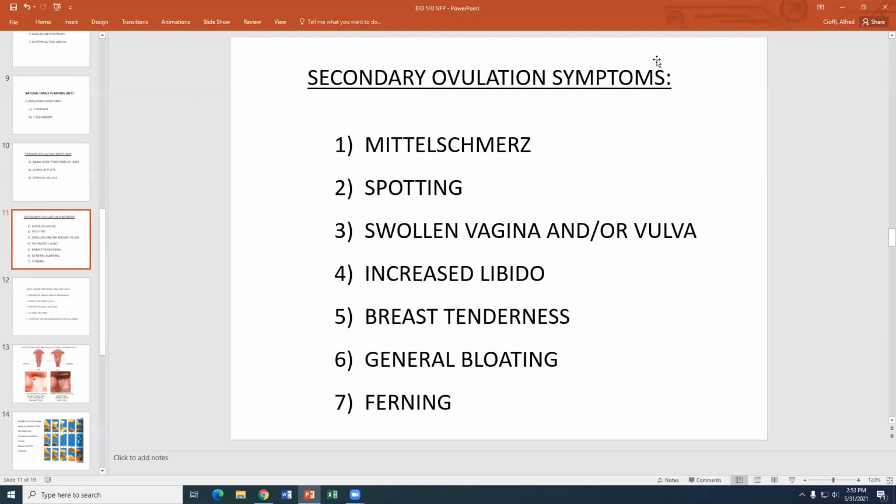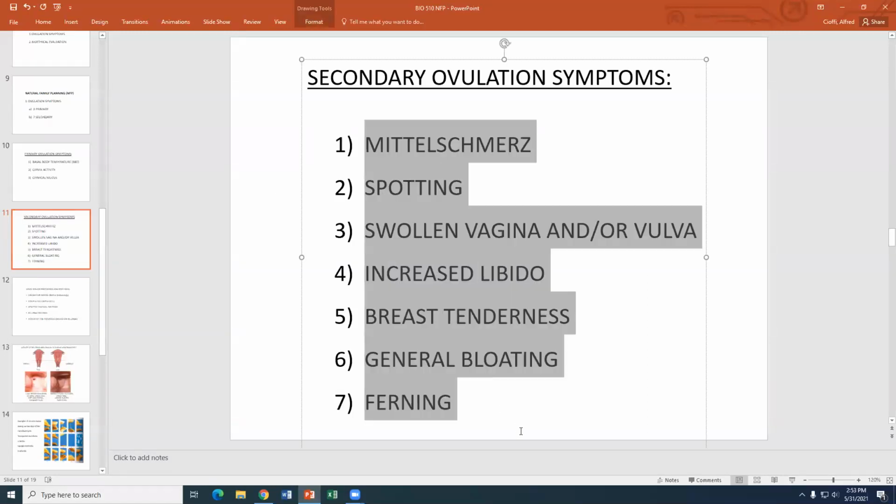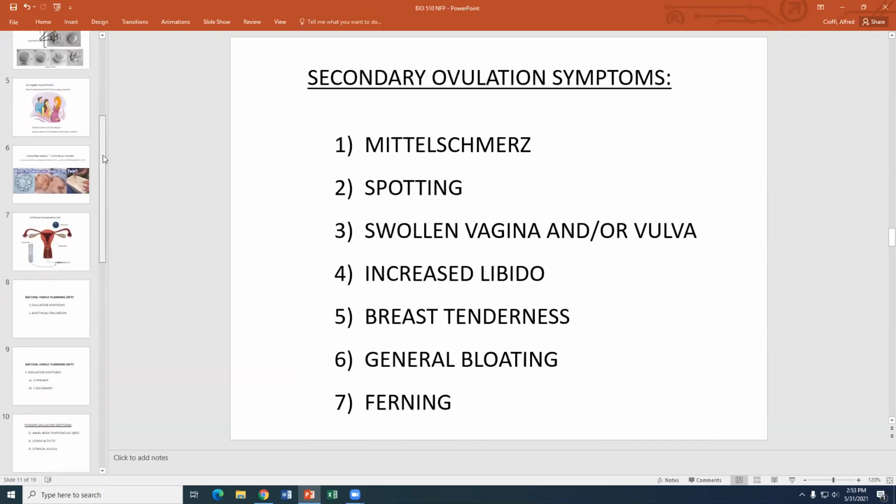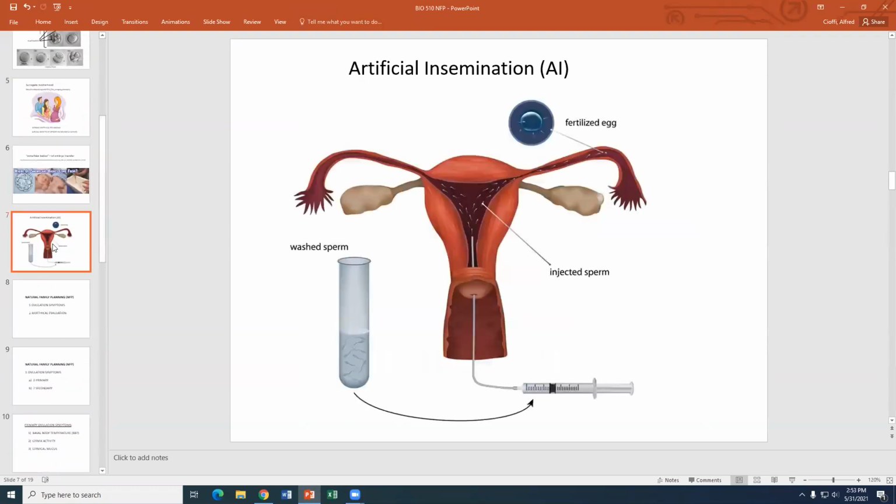Just for the sake of completion, let me cover these other secondary symptoms. I mentioned Mittelschmerz. Well, Mittelschmerz, as I said, is middle pain in German, and this is why that middle pain comes about. First of all, this is not the cramps of menstruation again. That's a different pain. This actually occurs 2 weeks displaced from the cramps that some women feel with menstruation.